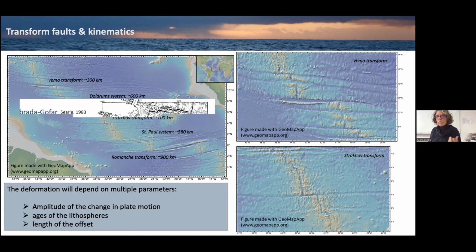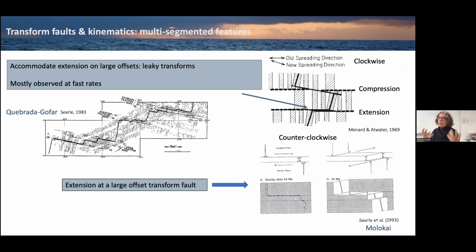So one of the most spectacular things that happen when we have changes in plate motions involving large offsets are multi-segmented features, multi-fault transforms, very complex features. This evolved from a concept that was first developed by Menard and Atwater in '69, when they proposed that extension along transform faults might induce volcanism inside the transform, and so they developed the concept of leaky transforms.